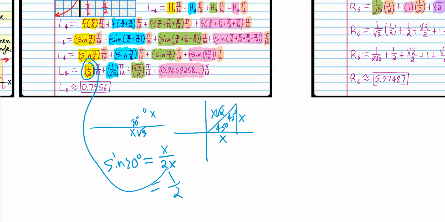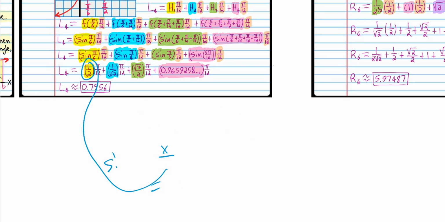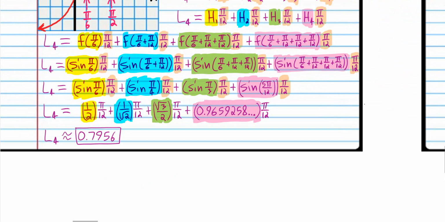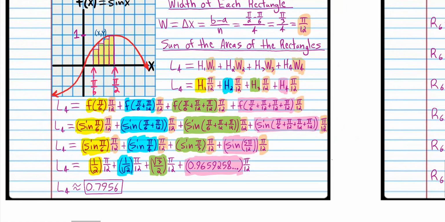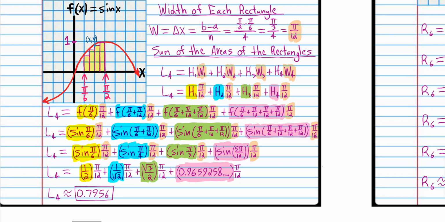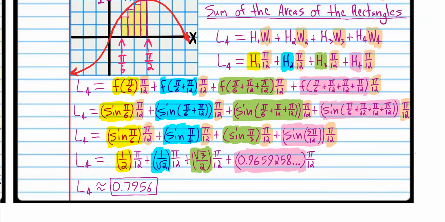Now, if you don't want to use all that stuff, you can just plug that into your calculator, but you really should know how to find those values without a calculator. The only value you cannot find is the pink value, because 5 pi over 12 is not a special angle. So you're going to need a calculator for all this, and we should come up with this estimate for the sum of the areas of the rectangles. And again, that's an underestimate of the area under the curve, because you can see that the rectangles are below the curve.